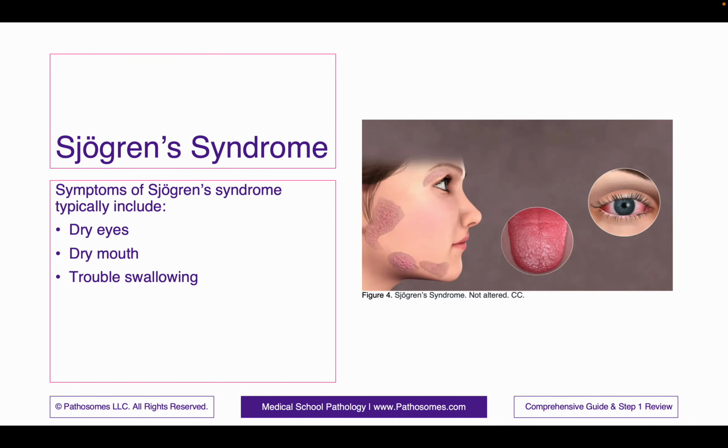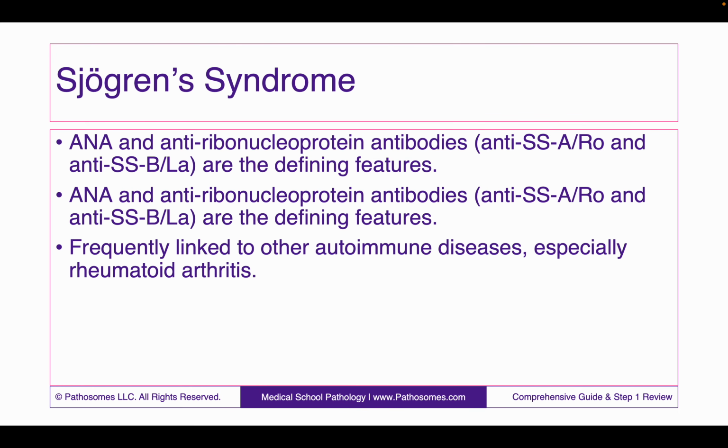Symptoms of Sjögren syndrome typically include dry eyes, dry mouth, trouble swallowing. Why? Because those glands that would be lubricating these areas or producing liquids are being attacked and are unable to produce the compounds that the glands would normally produce.